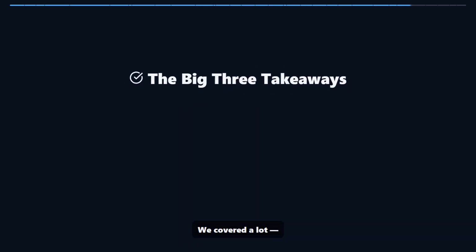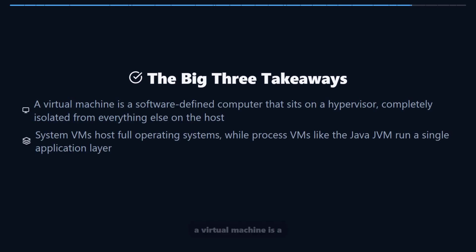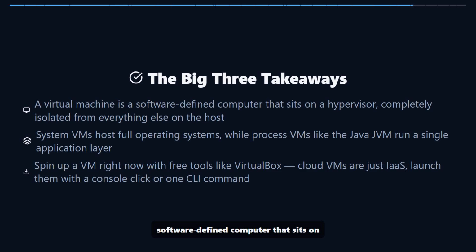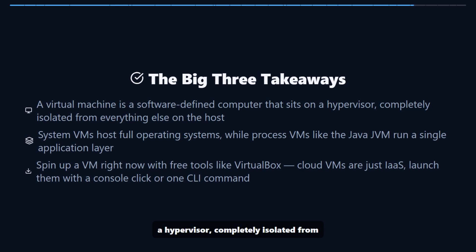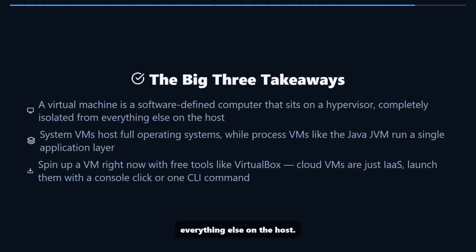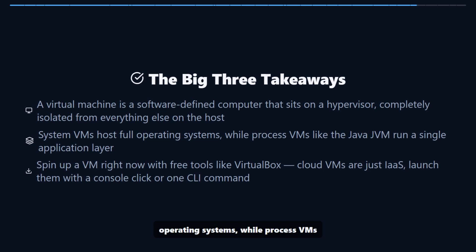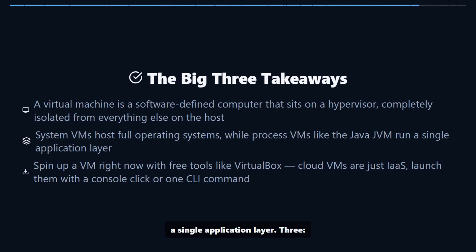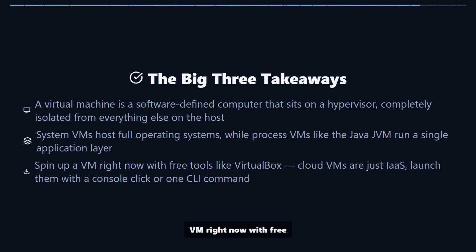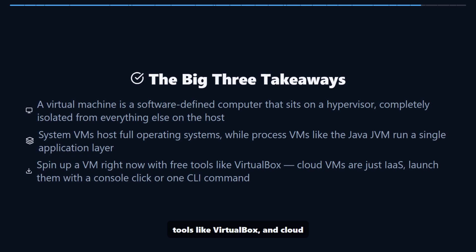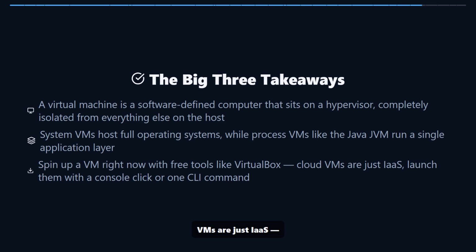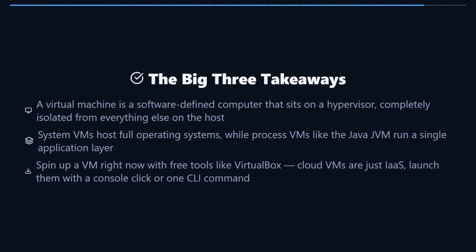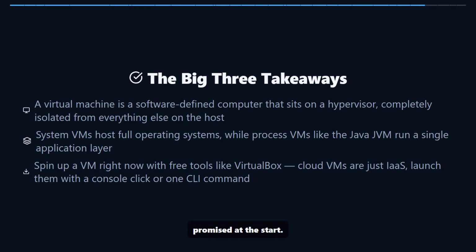We covered a lot. Let's lock it in. 1. A virtual machine is a software-defined computer that sits on a hypervisor, completely isolated from everything else on the host. 2. System VMs host full operating systems, while process VMs like the Java JVM run a single application layer. 3. You can spin up a VM right now with free tools like VirtualBox, and cloud VMs are just IaaS. Launch them with a console click or one CLI command. That checklist is everything we promised at the start.